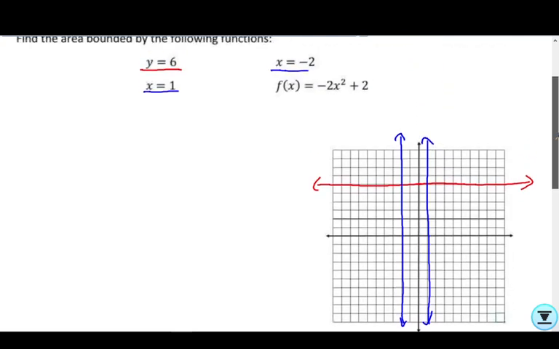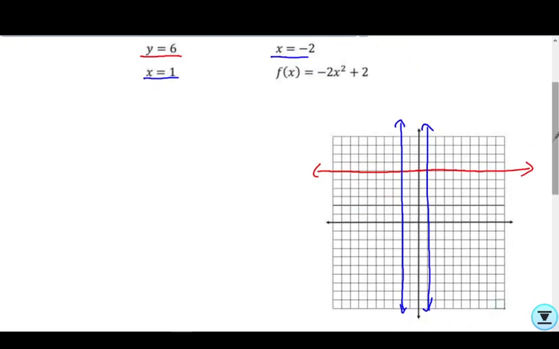And then we have our last function, which is the quadratic, where the vertex is at (0, 2). It opens down. It's been vertically stretched by 2. So 1, 2, 3, 4, 5, 6, 7, 8. And here, this is my quadratic, something like this. And this side hits here.